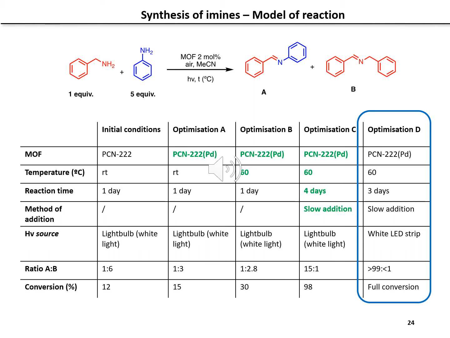And we obtain a ratio this time of 15:1. So in this first part we obtain a higher ratio in favor of the cross-condensation with a conversion of 98%. And for the last optimization, D, we use this time a white light strip with a higher intensity, and this time we obtain full conversion and observe only formation of the product of cross-condensation.